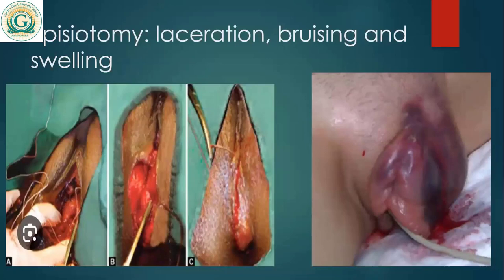Episiotomy. You educate the woman when she had episiotomy, laceration or bruises, whether it's healing, whether it's gaped. During your postnatal examination, you examine the episiotomy wound. Then you educate her to keep the place clean and dry, to change the pad frequently. When you see any difficulty or any sign of infection, you also educate her on it.